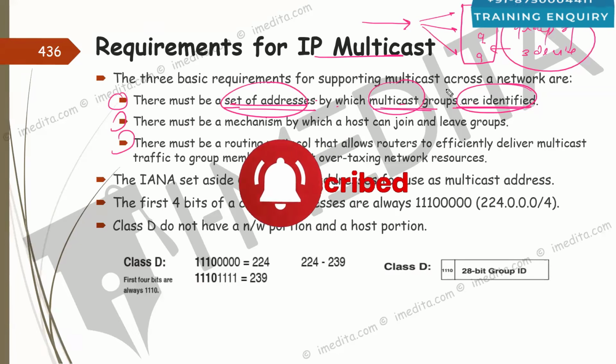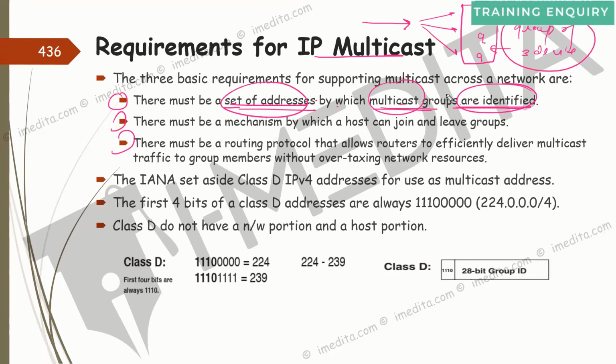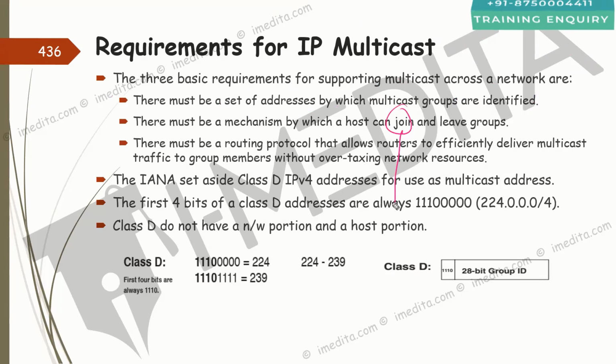Second, there must be a mechanism by which the end users join the group and leave the group. When the host wants to receive the multicast traffic, it will join the group where the multicast traffic is being sent. And if the user does not want to receive the traffic, then it should leave the group so that it does not receive the multicast traffic unnecessarily. So first, let's talk about these two.